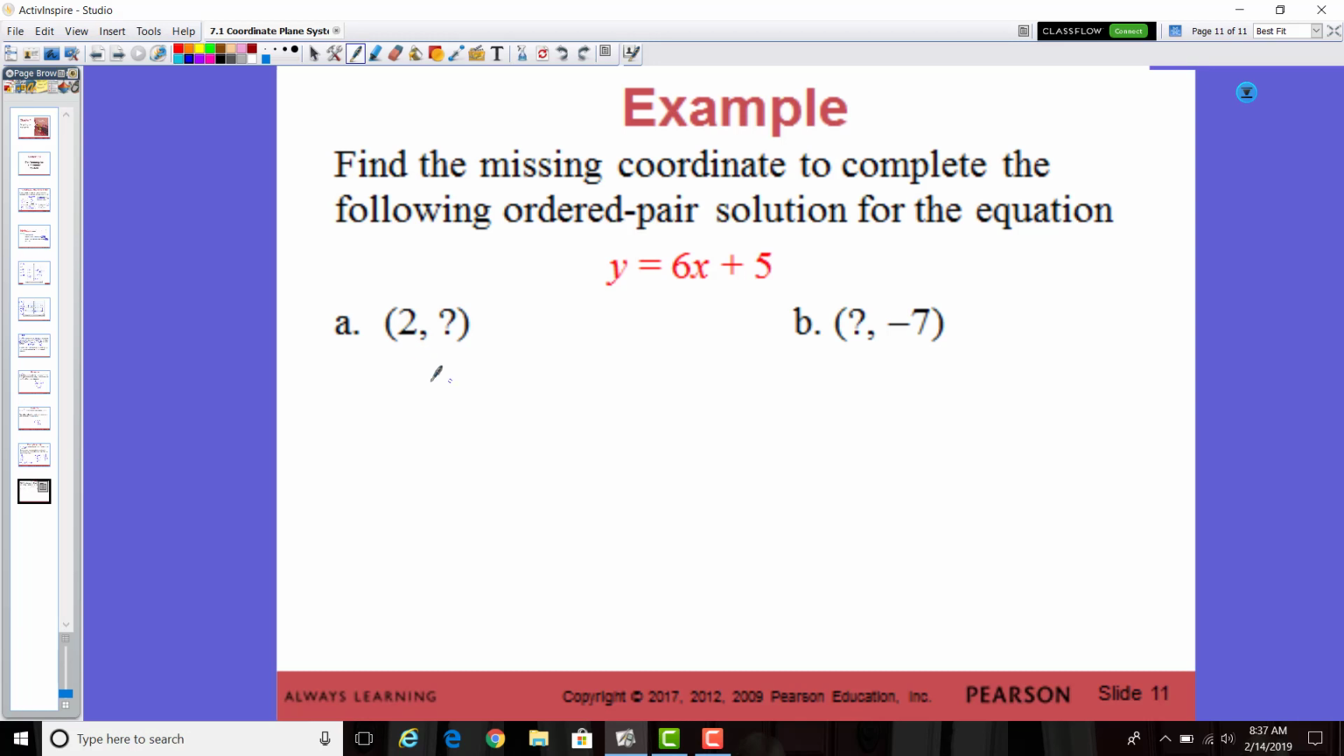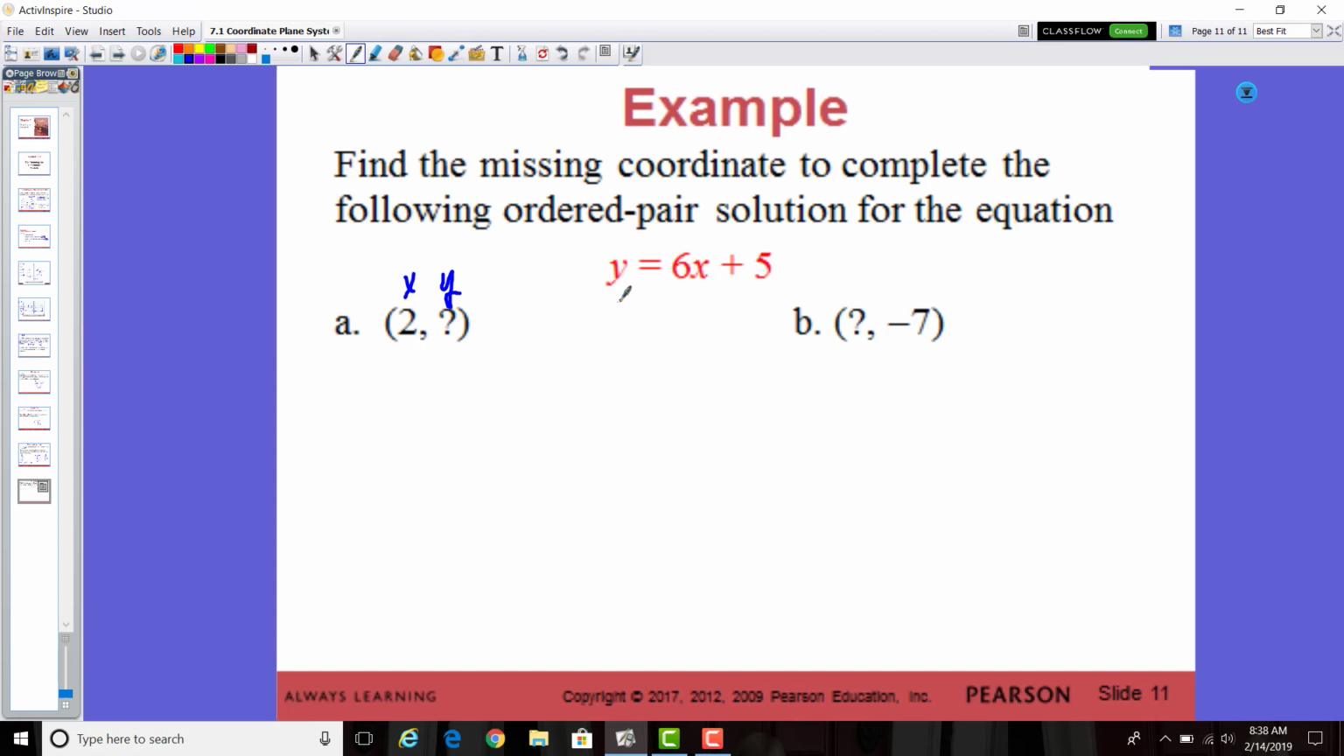So here's a missing ordered pair. This is an ordered pair where they're giving us the x value, but we don't know our y. If we have an equation in two variables, then if they give us one of the values, one of the x's or one of the y's, we will always be able to solve that equation for the other variable. It's called finding the missing coordinate to complete the ordered pair.